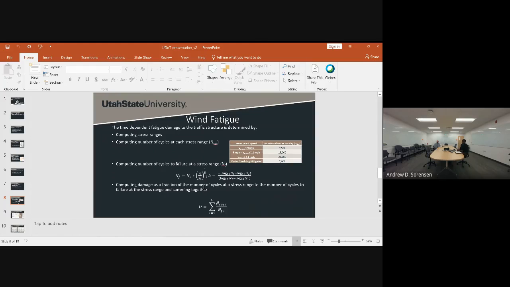That's the number of cycles withstood over the number of cycles at a stress range to failure, as per Miner's rule. The total value for all the fractions across all the different stress ranges that would have occurred over a period of a year, and beyond that over the lifetime of the traffic structure, is then summed together to determine the total damage that would have occurred to the traffic pole, again from wind fatigue at the particular fatigue critical locations selected.